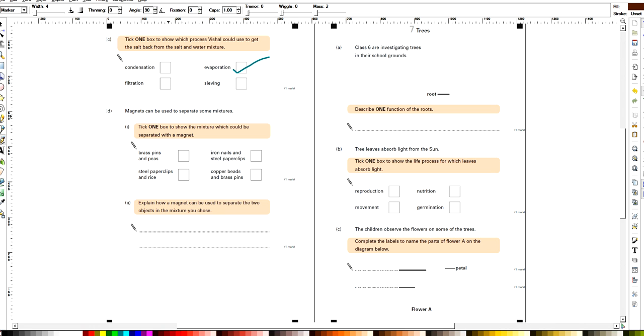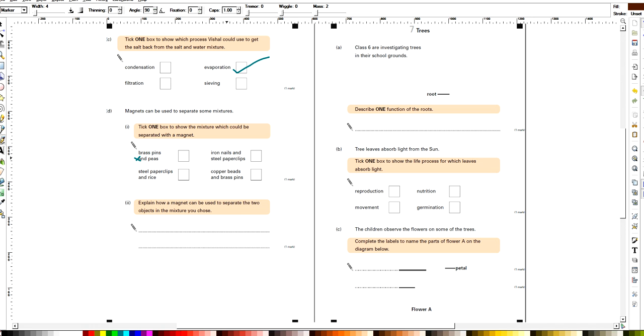Okay, magnets can be used to separate some mixtures. Tick one box to show the mixture which could be separated with a magnet. So now, brass pins and peas. Well, brass is not magnetic, so I'm just going to put a little cross there. Okay, steel paper clips and rice. Hang on a second.